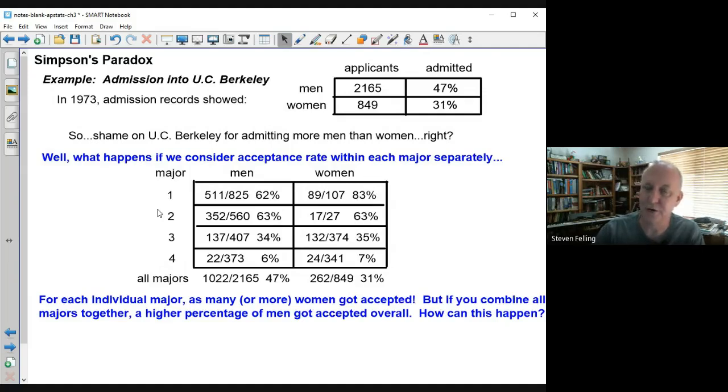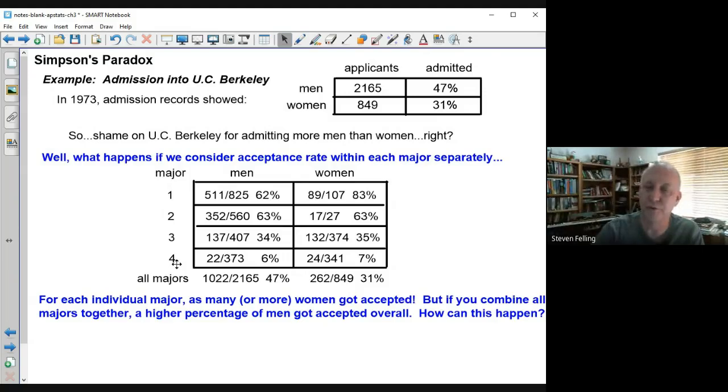In the second category of major, 560 men applied, 352 were accepted, which was a 63% acceptance rate, and 27 women applied, 17 of whom were accepted, which was also 63%. So in this major, an equal percentage of men and women were accepted. In major 3, 34% of the men were accepted and 35% of the women were accepted, so a slightly higher percentage of women.